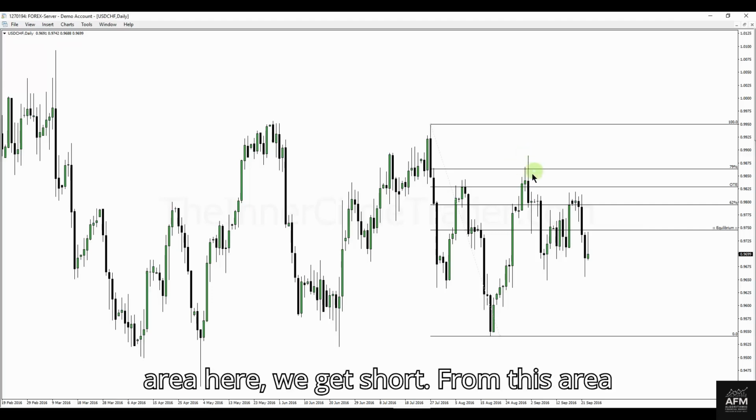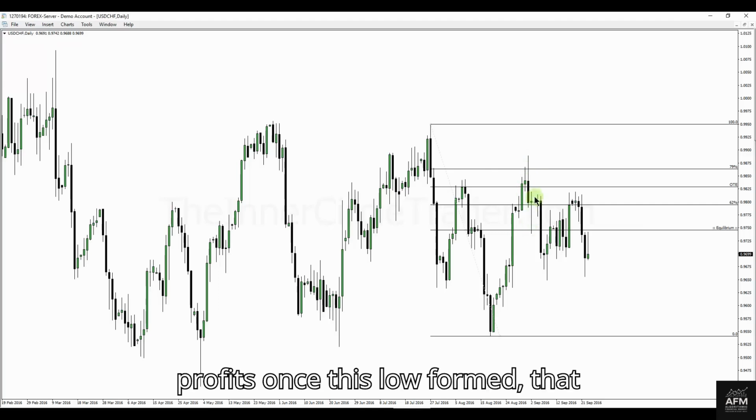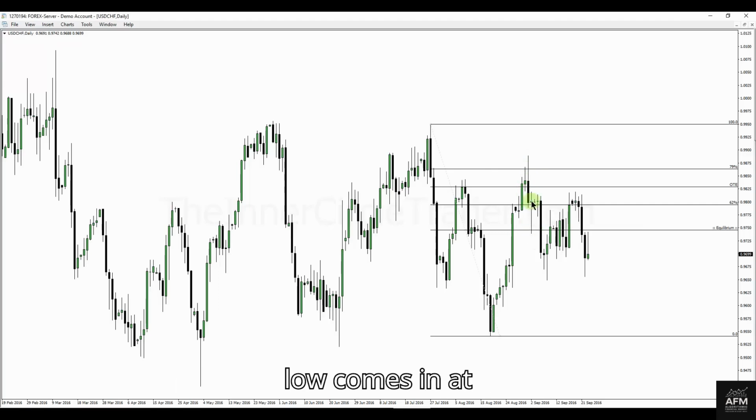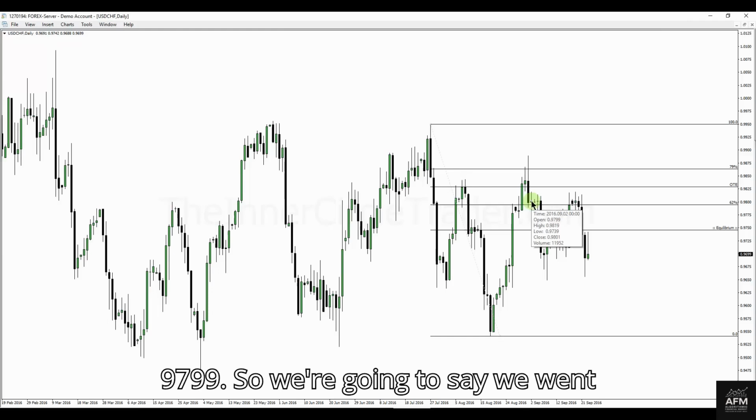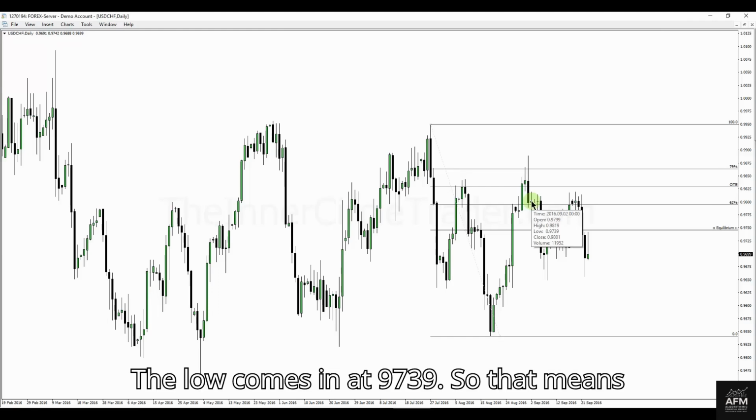So when we see this area here, we get short from this area here, and if you just took profits once this low formed, that low comes in at 97.39, and the open is 97.99. So we're going to say we went short somewhere around the 98 big figure. The low comes in at 97.39.